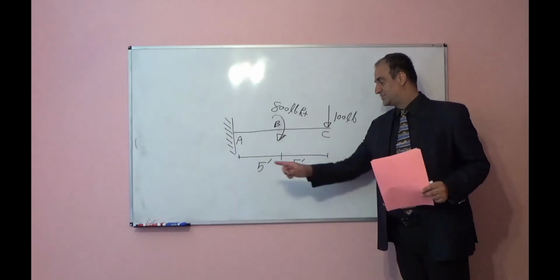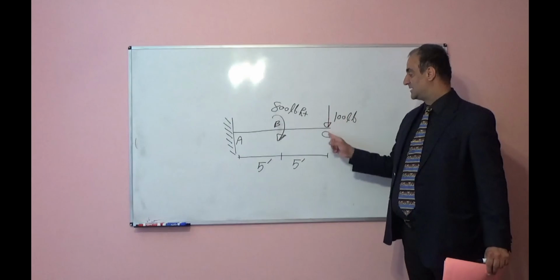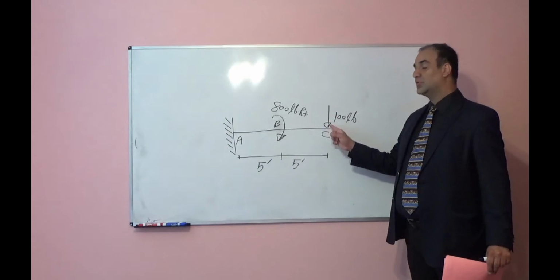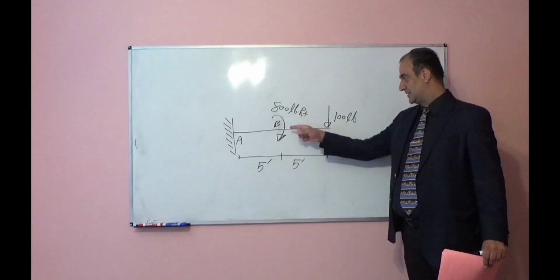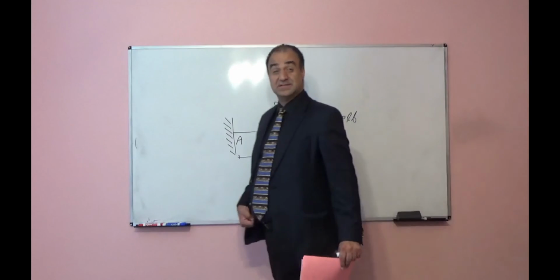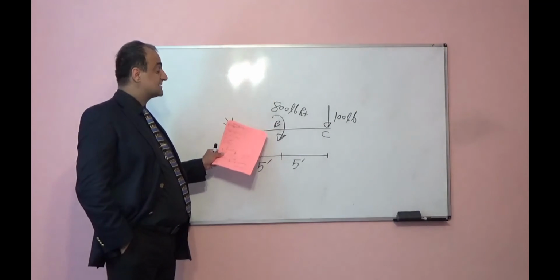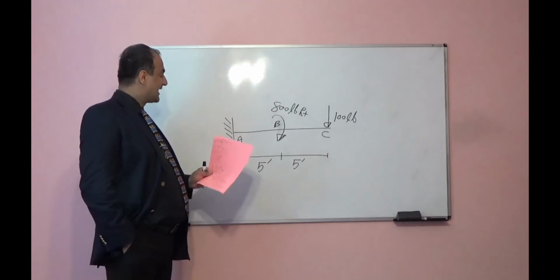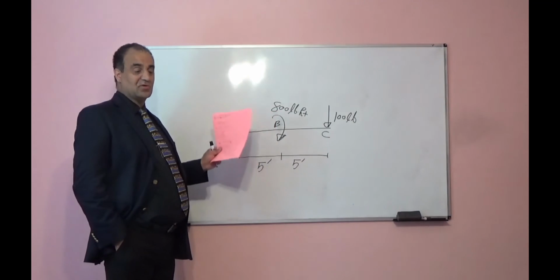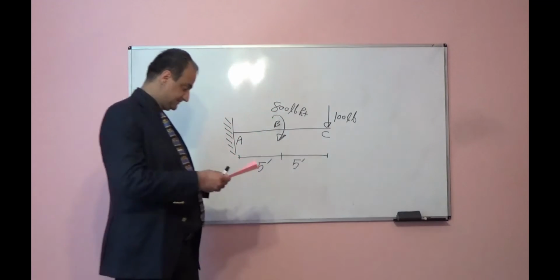The length for this beam is 10 feet. At free end point C it is subjected to one point load. The magnitude of the point load is 100 pound. At point B it is subjected to a concentrated moment. The magnitude of the concentrated moment is 800 pound-feet. Find reactions for this beam, draw shear force diagram and bending moment diagram.